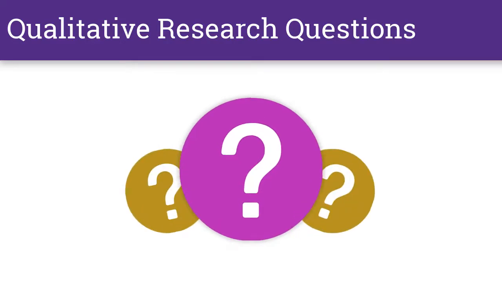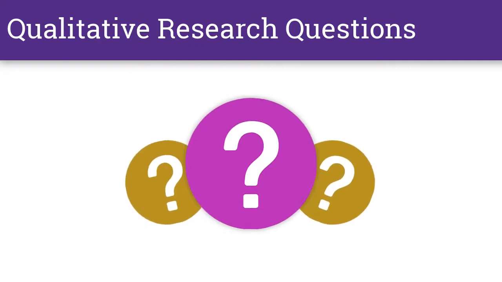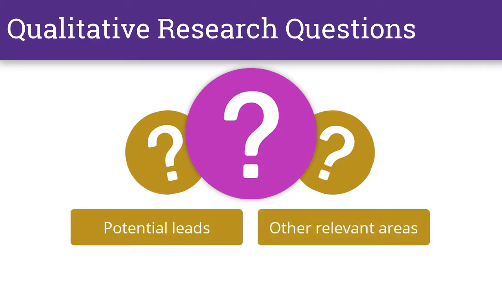There is usually only one central question, followed by one or more sub-questions. These sub-questions are based on potential leads and other areas the researcher may believe will be relevant to the topic. These questions are subject to change as the study progresses and the researcher uncovers more information.